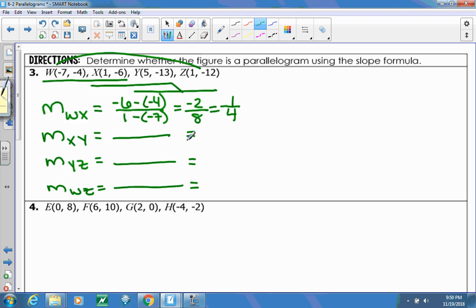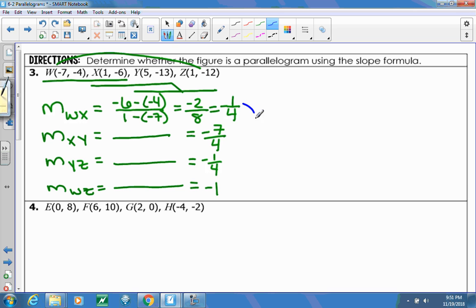All right, so now that you've got this, here we should have gotten that WX is negative 1/4. XY, you should have gotten that to be negative 1/4. And let's see, I'm sorry, I think I did the wrong one there, my fault. All right, XY. XY is negative 7/4. YZ is negative 1/4. And lastly, WZ is negative 1.